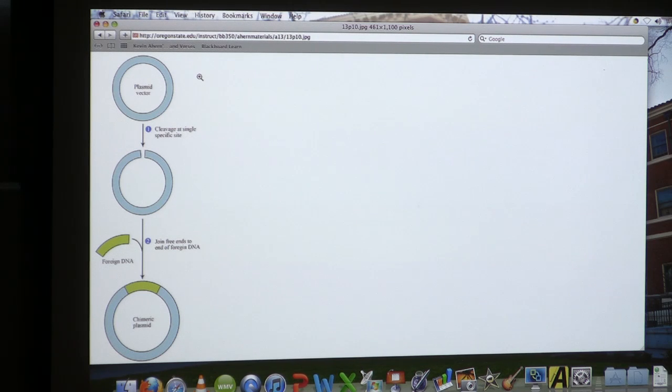G-A-L-A-C-T-O-S-I-D-A-S-E. Beta-galactosidase is the name of an enzyme. What it does for bacteria is it takes the sugar lactose and cuts it in half. We'll talk about it later, but it cuts it in half. All right?